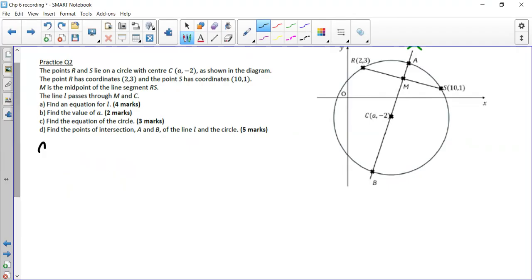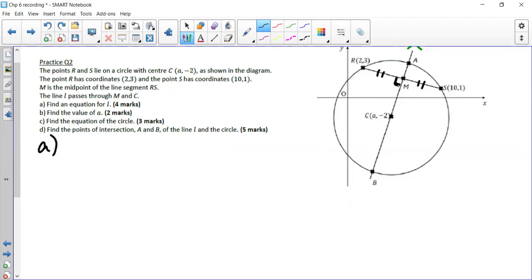So y minus y1, again, part A, we need the gradient and the point. To find the gradient, what we know is that's a right angle, by the way. That's a right angle because M is the midpoint. That means these two must be equal in length. If these two must be equal in length, this must be perpendicular. Circle theorem.